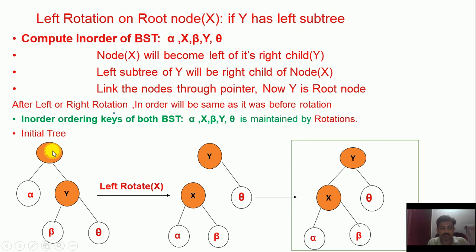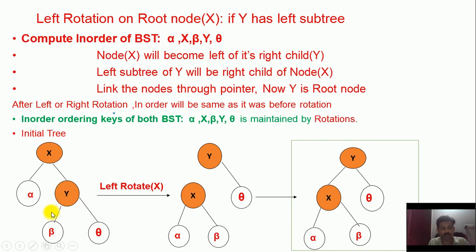So you can see here that node X contains a left subtree, and the right child of X is node Y, and Y also contains a left subtree, that is beta. Please note that we have to perform rotation on node X. We know that when we perform left rotation, this node X will be placed at the left side of its right child. So node X will be placed on the left side of Y.